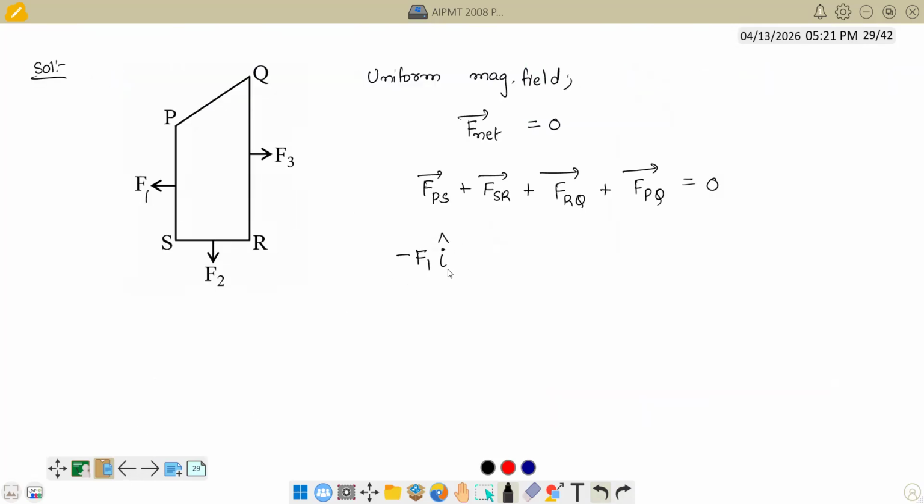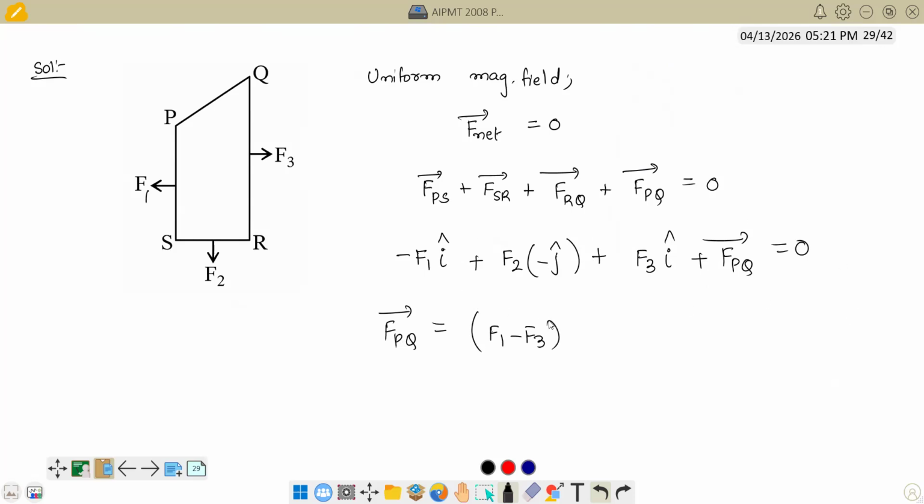I'll write i cap for convenience. Plus force due to SR would be F2 into minus j cap. Plus force due to RQ would be F3 into i cap. Plus force due to PQ equals 0. So the force due to PQ would be F1 minus F3 into i cap, plus F2 j cap, when I took it to the other side. Then the magnitude of the force acting on PQ would be root of (F1 minus F3) whole square plus F2 square. This should be the net magnitude.